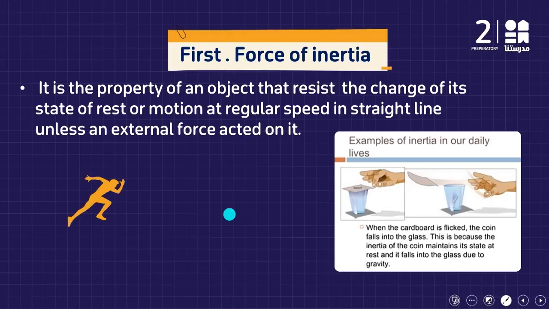It falls in the glass due to gravity. Another example to illustrate the force of inertia: a football player, when he trips over the ball, rushes forward, as you see here in front of you. This happens due to the force of inertia that makes the body of the football player resist the sudden change that happened to his state.